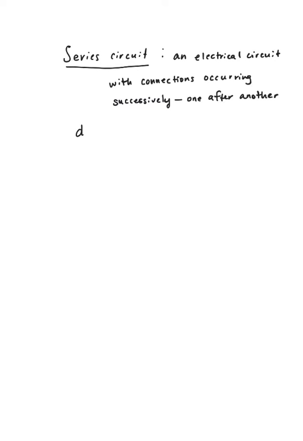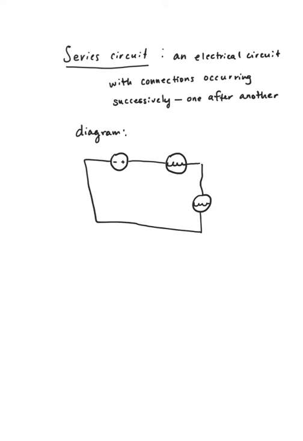We can draw a diagram for what that schematic electrical circuit looks like using lines and depictions that are shorthand for things like a battery, and a light bulb, and our wires.